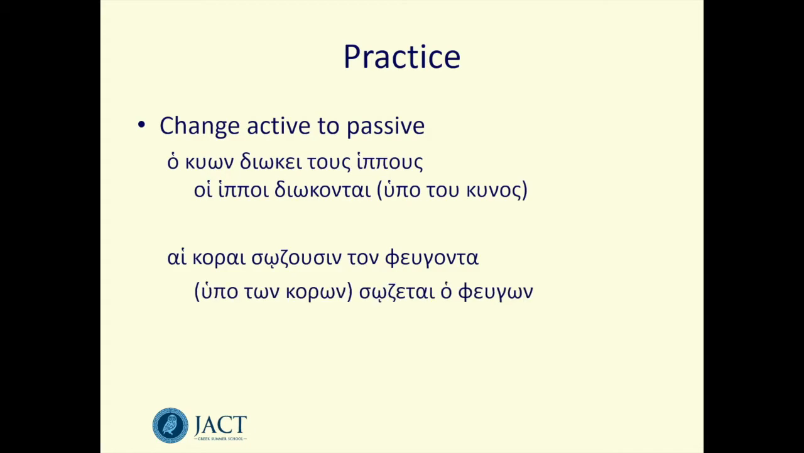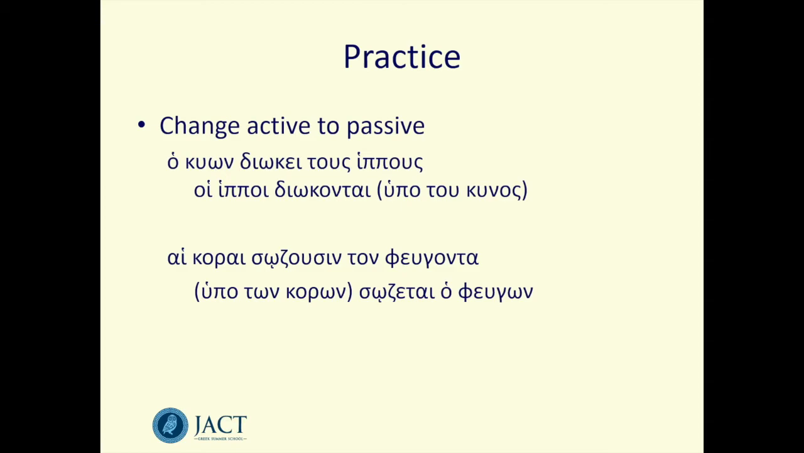Following the same process, we can create a passive sentence by dealing with each part in turn. The girls, as the subject of the active sentence, become an optional hypo plus genitive phrase. The verb becomes passive and agrees with the new subject, which is ho phugon in the nominative, which we obtained from noting the object of the active sentence, ton phugonta.